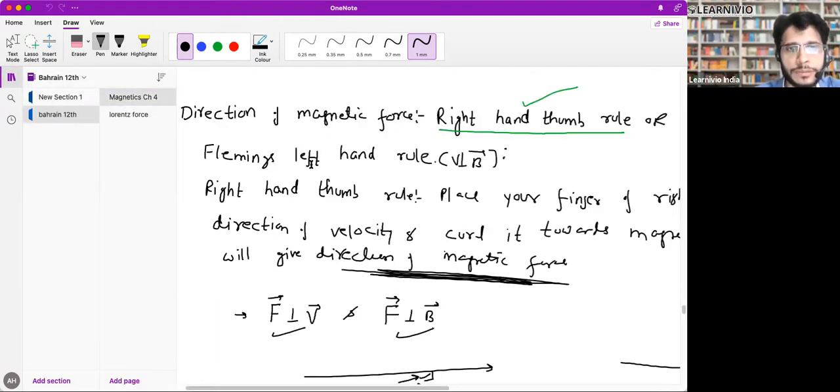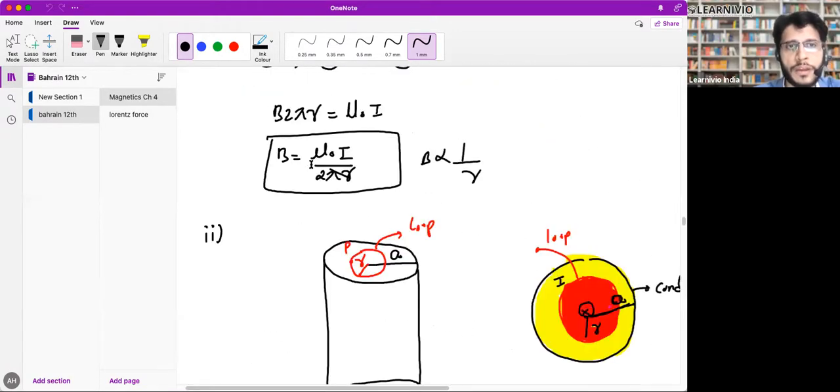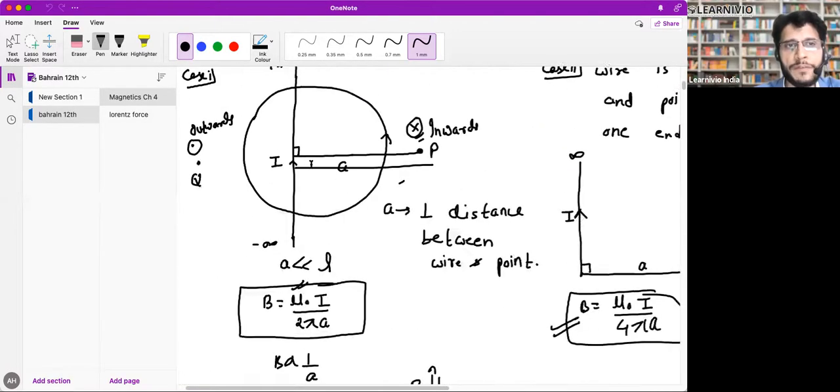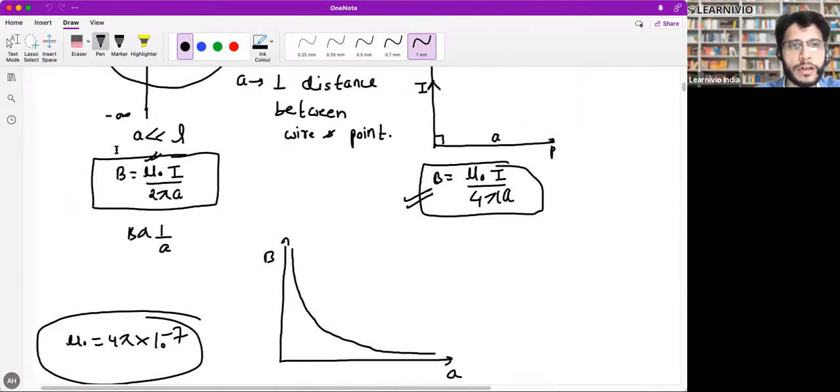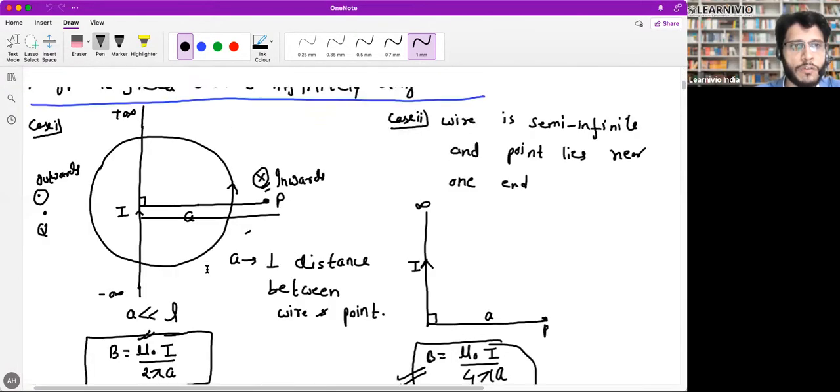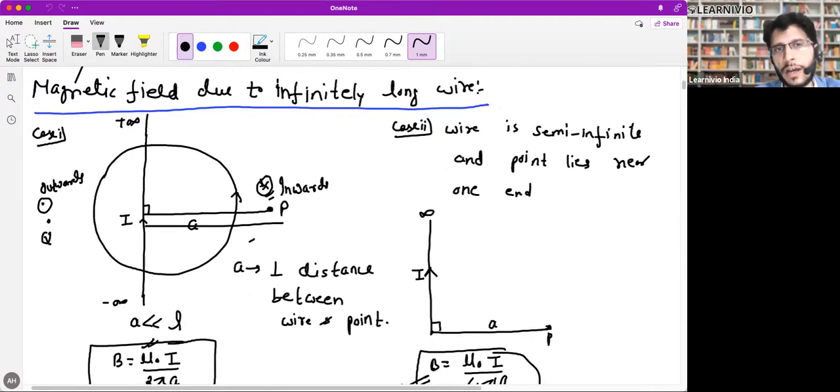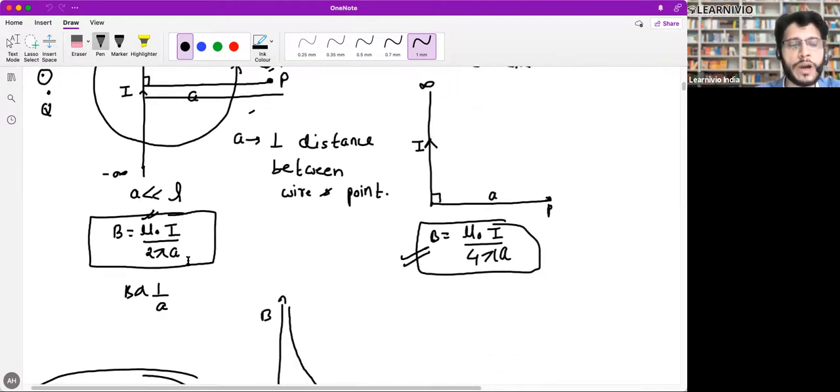The first concept is, in Biot-Savart's law, we have discussed the magnetic field due to a long conductor. If you have a long, infinite wire, then the magnetic field due to a long wire is mu naught I by 2 pi. We'll be using this concept. If you have a conductor, then the conductor will generate some magnetic field around itself, and that magnetic field is mu naught I by 2 pi.